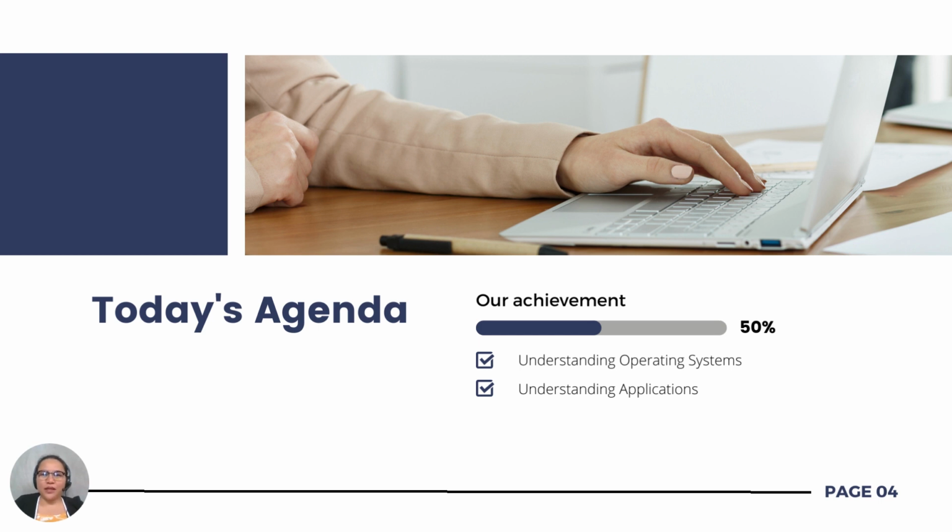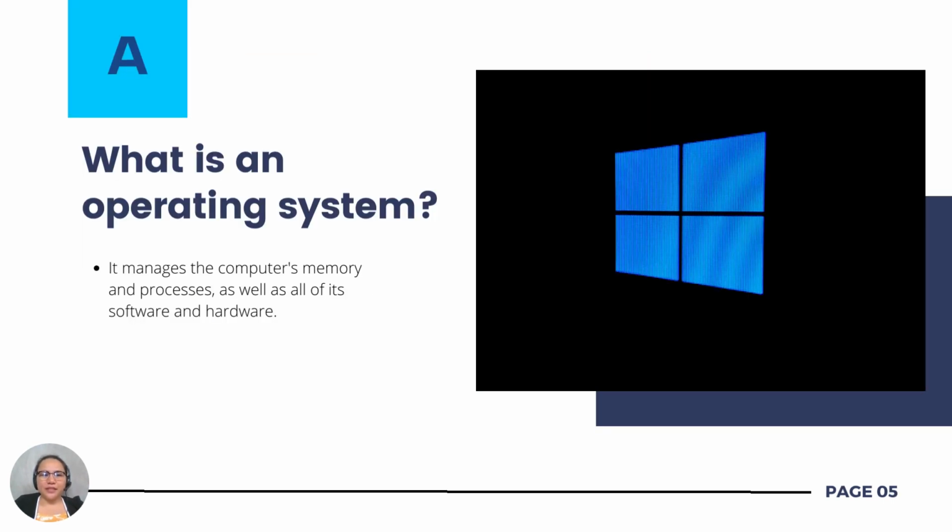Okay, so let's start. First things first, let's define operating system. Operating system manages the computer's memory and processes, as well as all of its software and hardware. Please take note that since your operating system manages both hardware and software, it is considered the most important software that runs on a computer. You will understand it better later when we discuss the job of the operating system.